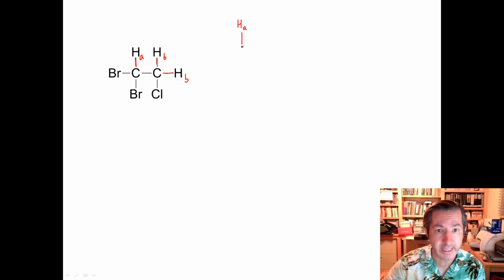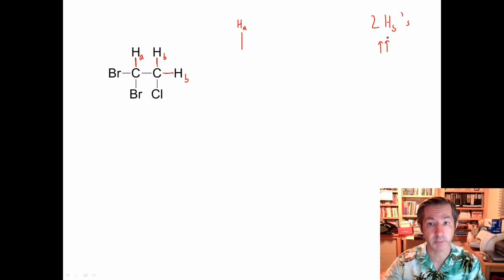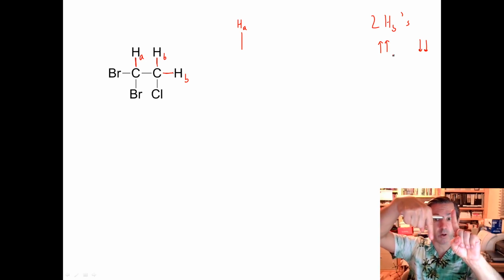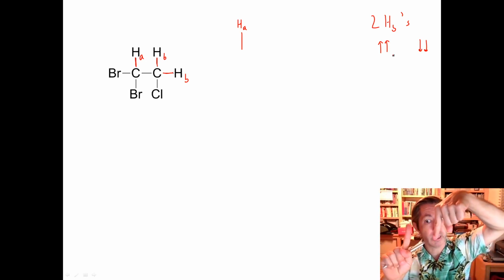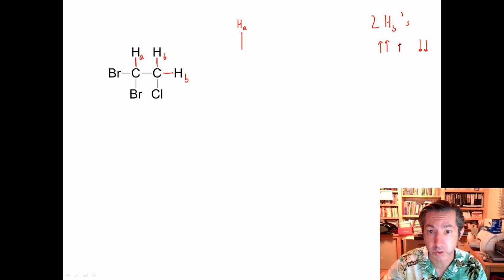HA has a signal, but HA will also see all the spin states from HB. So here's the possibility for HB. You got two of them, remember? There's two HBs. They could both be spin up. That's one possibility. They could both be spin down. Or one could be up, one could be down. Or one could be up and one could be down the other way. Statistically, there's two ways to do that.